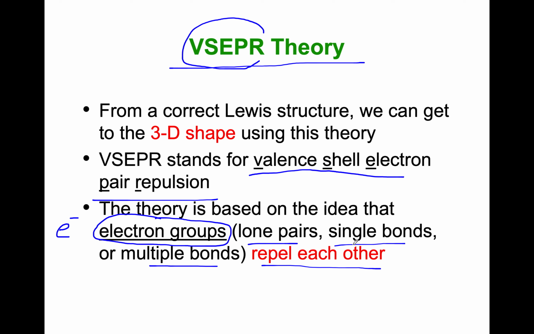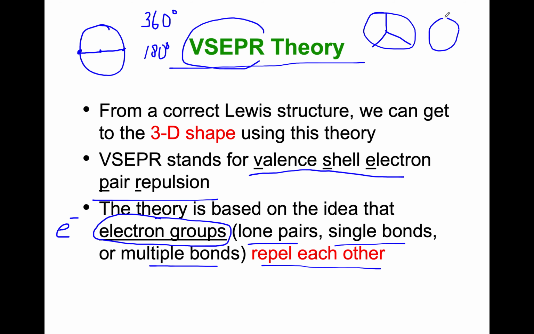So if we think about this, we need a little geometry. If we go up here, we've got a circle. How many degrees are in a circle? Okay, good, that's 360. And if we think about things getting as far away from each other as possible on a circle, we've got a central atom connected to two outside atoms. They want to get as far away from each other as possible. That's 180 degrees. We can continue going here in threes, that's 120, and fours, that's 90. So this is a geometry lesson to help get us ready for this structure.